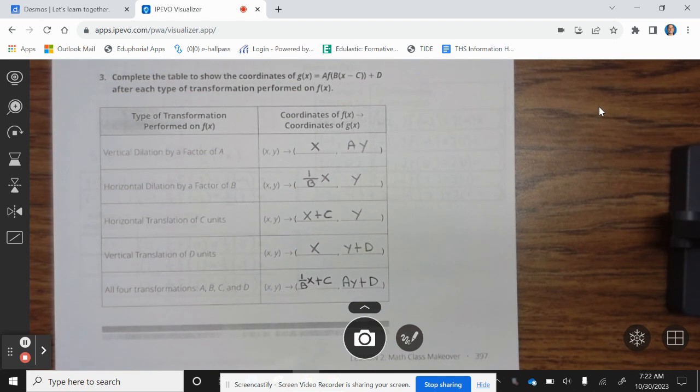Complete the table to show the coordinates of g of x equals a times f of b times x minus c plus d after each type of transformation performed on f of x. Vertical dilation by a factor of a. The point is x, comma a times y.